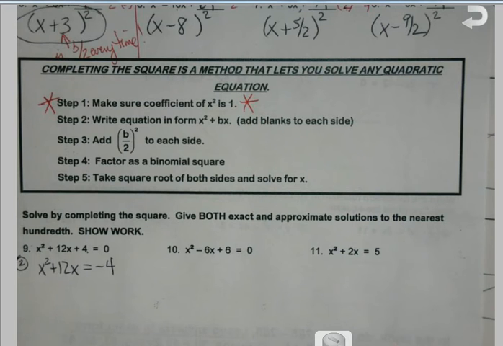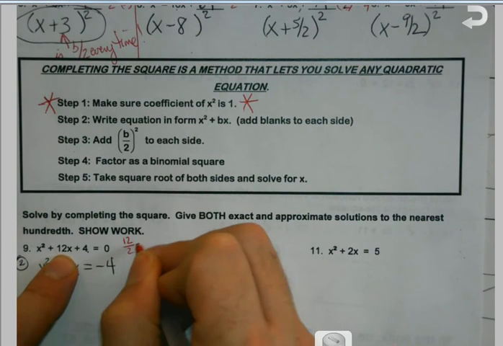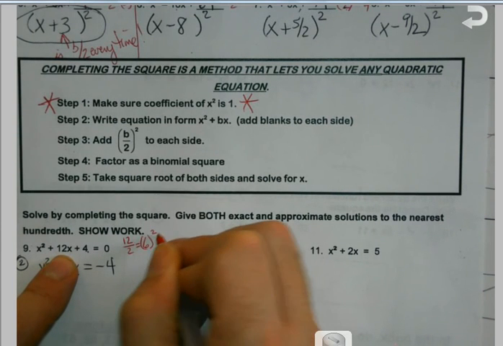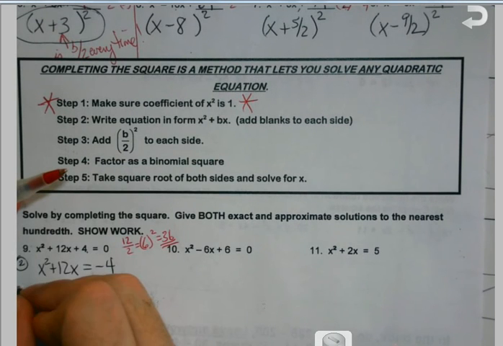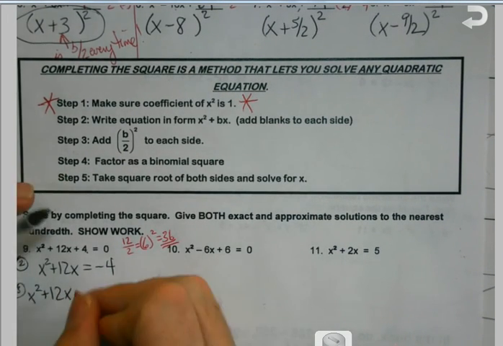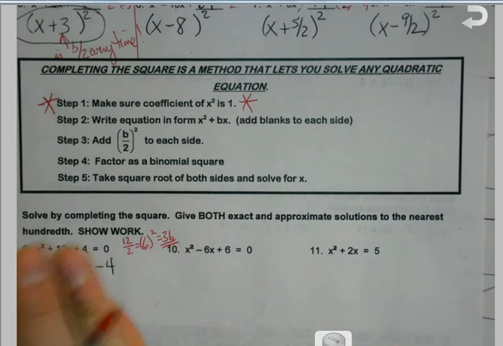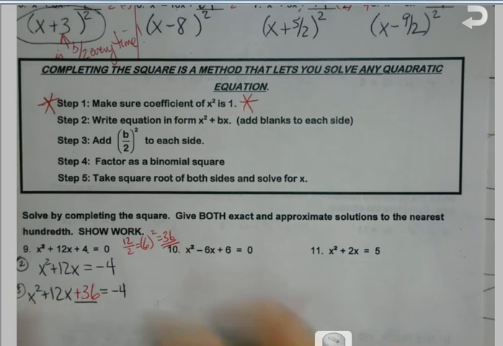Once my x's have been isolated, now I'm going to, at least for this first time, add blanks to each side. And what am I going to add? I'm going to do exactly what we just did in the last part. I'm going to take my b term, divide it by 2, and square it. And that value is going to get added to both sides of the equation. I'm going to do it using colors with a blank so you can see why you did this at a later time.